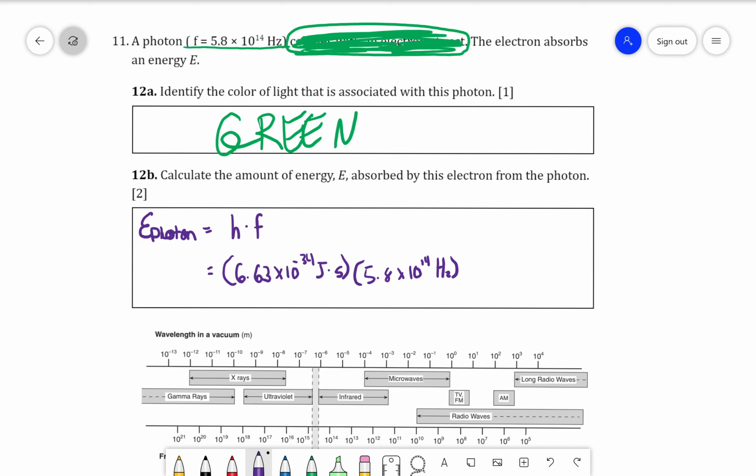You multiply the two of those, and what you're going to wind up getting, let's see, 6.63 times 10 to the power of negative 34 times 5.8, I'm plugging in my calculator right now, times 10 to the power of 14, I wound up getting 3.85 times 10 to the power of negative 19 joules. That's your final answer. That's the amount of energy absorbed. If you collide with a photon of that much energy and you absorb it, you're going to absorb all of that energy of the photon.